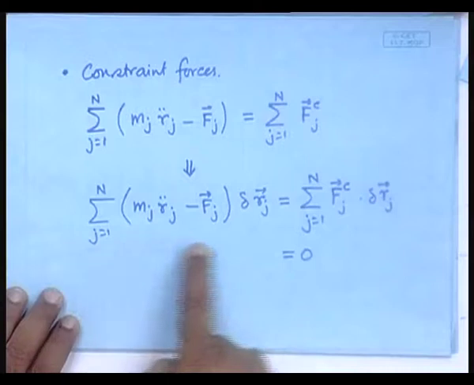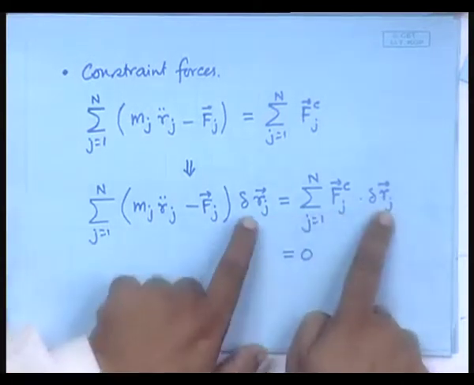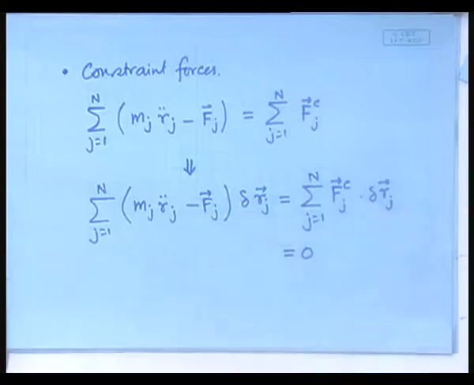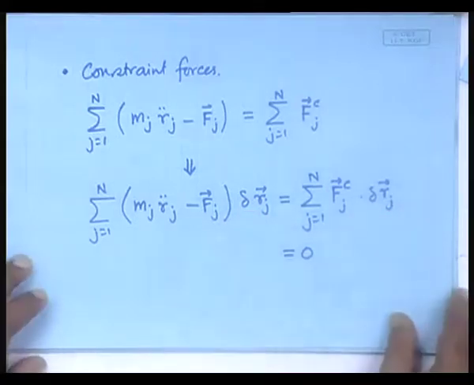Fine. Now, let us start with this equation that we wrote. We had multiplied by the admissible motion and obtained the right hand side 0. Let us start from there.